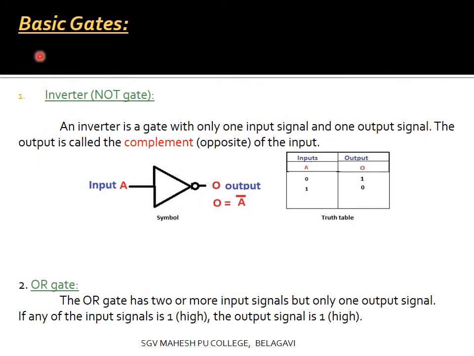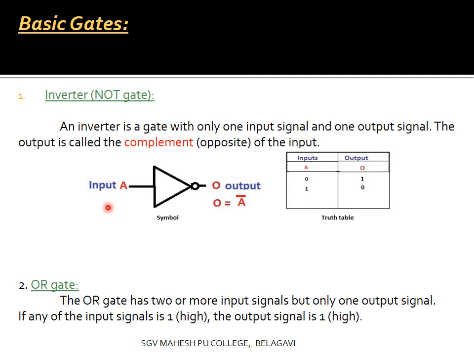Now let's understand what do you mean by basic gates. Now as I said, basic gates are of three types. There is NOT, OR and AND gate. Let's see in detail as what is this basic gates. First, try understanding what do we mean by a NOT gate. A NOT gate is also called as an inverter gate, where the input is A and output is the complement of A.